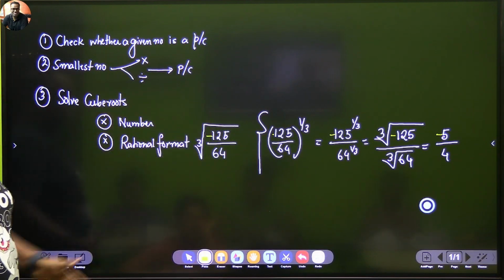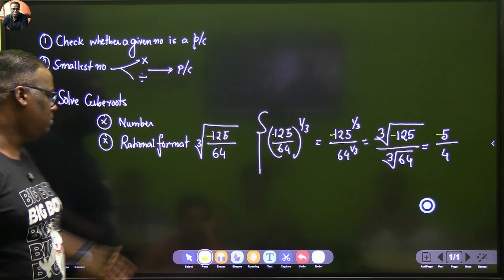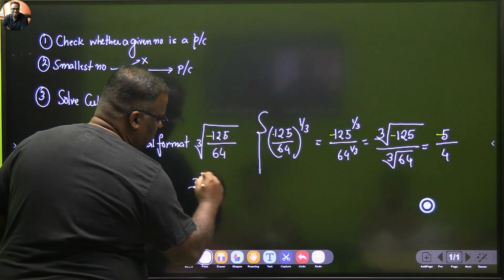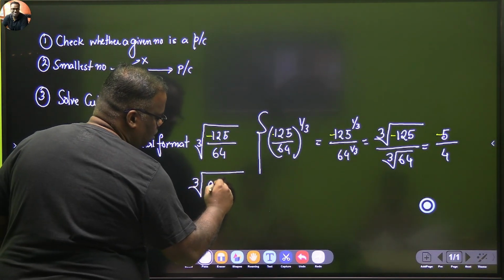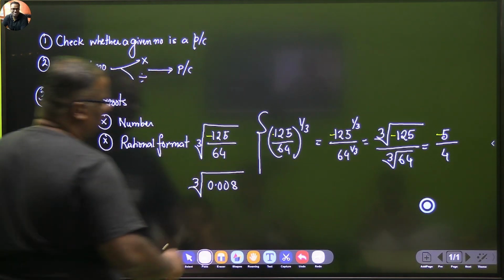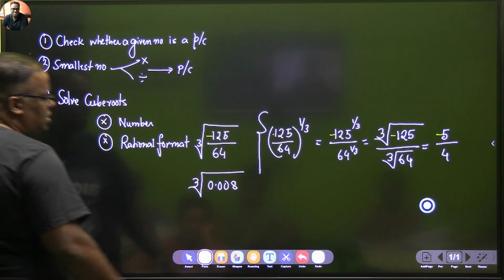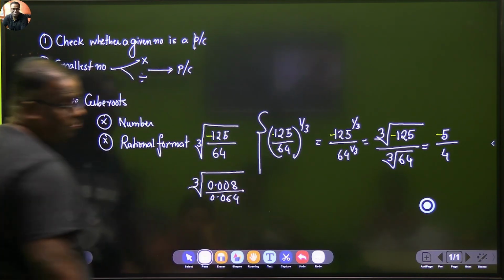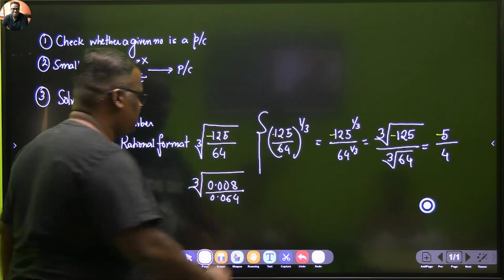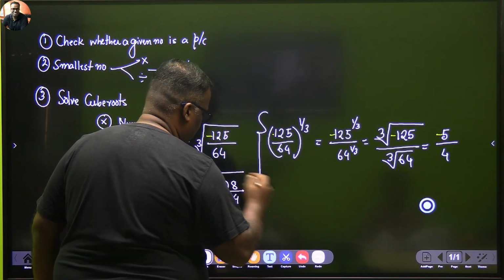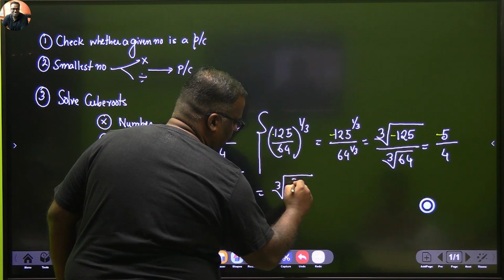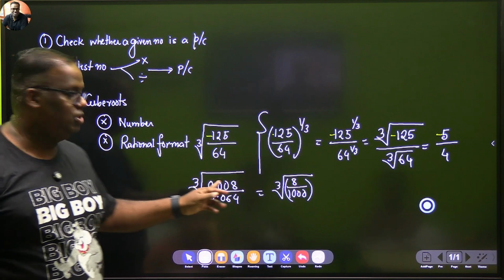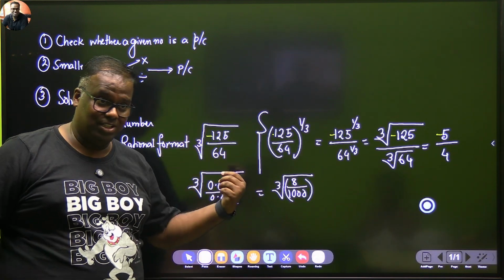You can get another type of question like, say somebody gives you a question. Again, this is called testing your intelligence. They can give you a question something like cube root of 0.008 divided by 0.064. This is also very easy. How to do this? You can write this as cube root of 8 divided by 1000. 8 divided by 1000 should be this 0.008, standard form decimal. This is what we use.